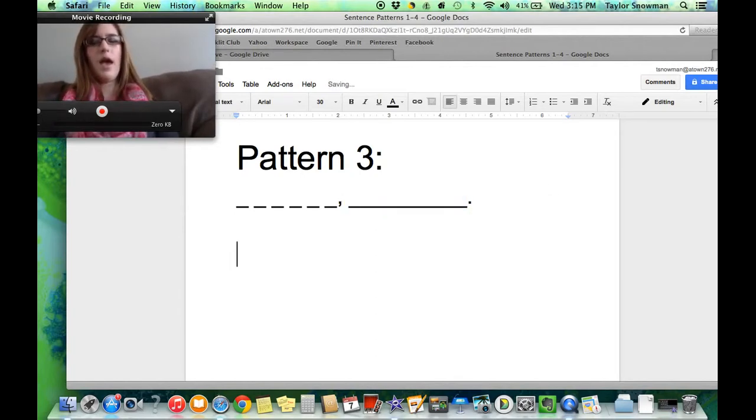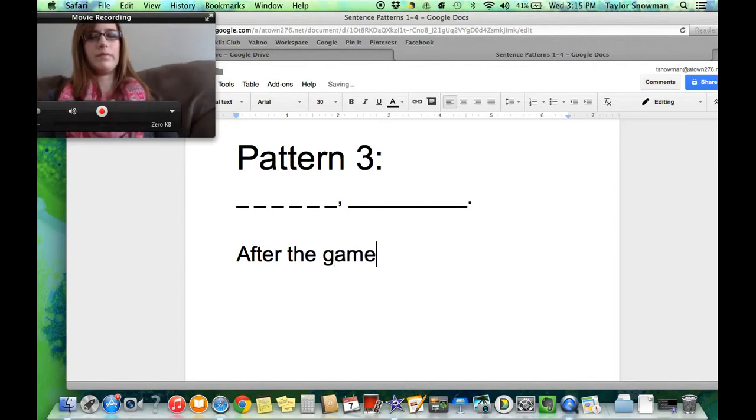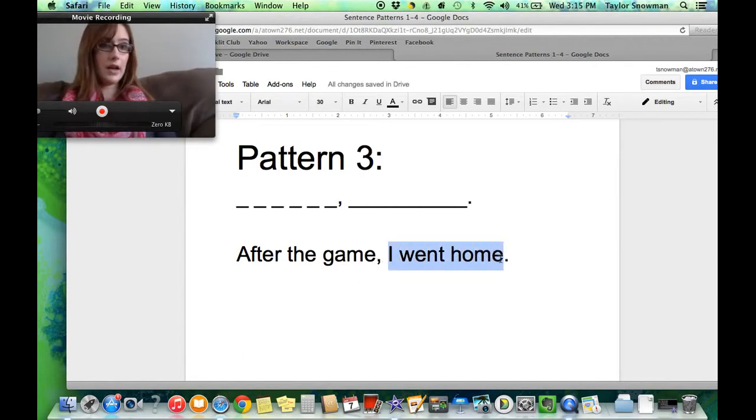Okay. After the game. That's not a sentence. There is no subject doing a verb, so that is a phrase. After the game. But if I put a comma here, and I put, I went home, period. I went home. That is an independent clause. So that can go right there, and that becomes a pattern 3. Let's do another one.